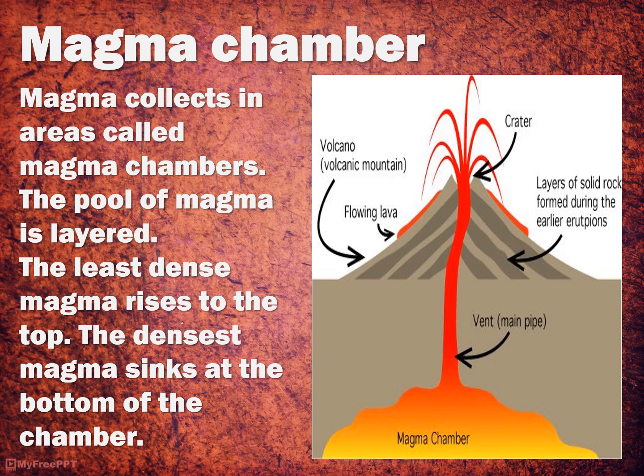Let's now talk about magma chambers. Magma collects in areas called magma chambers. The pool of magma is layered. The least dense magma rises to the top, and the densest magma sinks at the bottom of the chamber.